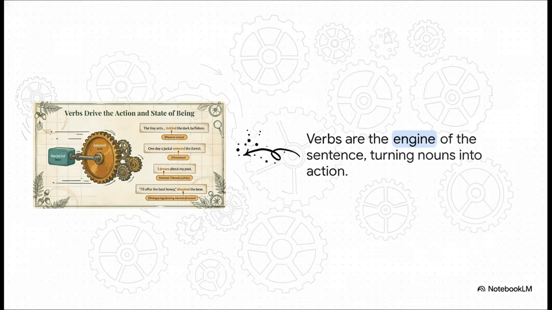So where does our story get its energy, its movement? From verbs. Verbs are action words. They're really the engine of a sentence. A noun like the jackal is just sitting there until a verb like entered comes along and makes it move.